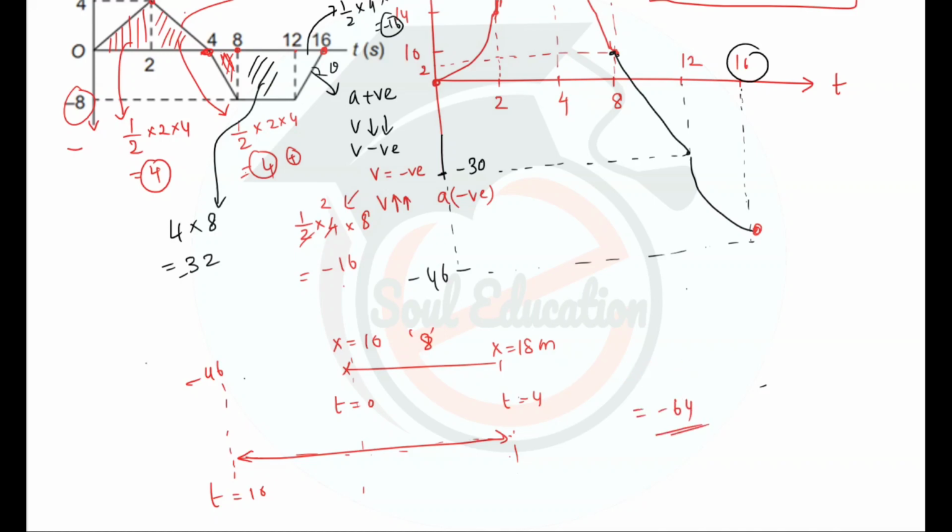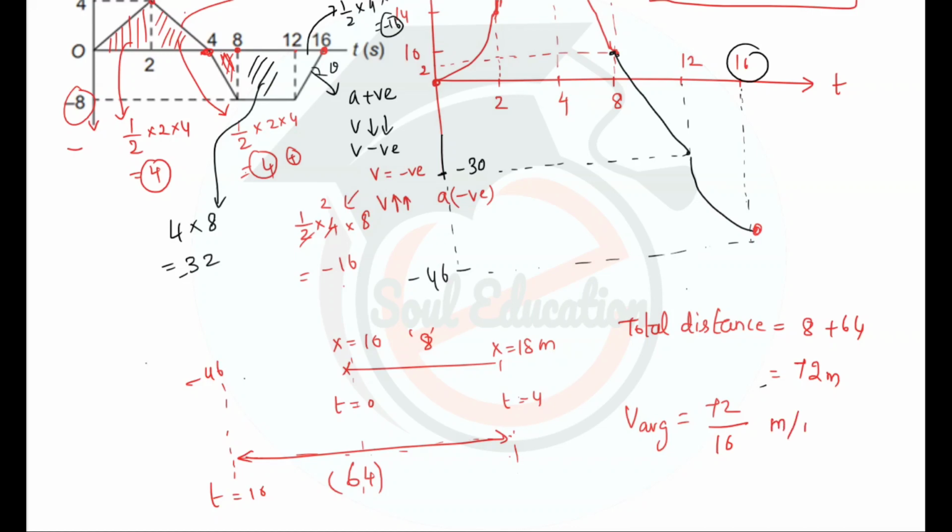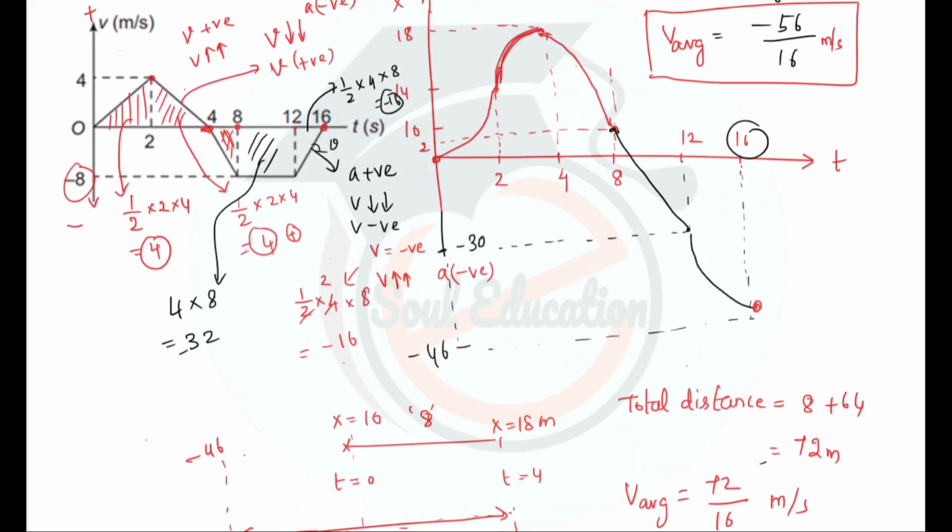Correct? Minus 64. So the gap is 64. Total distance is equal to 8 plus 64, which is 72 meters. So average speed is equal to 72 by 16. So if you simplify, you will get the average speed. This is a subjective kind of question, but understand the concept.